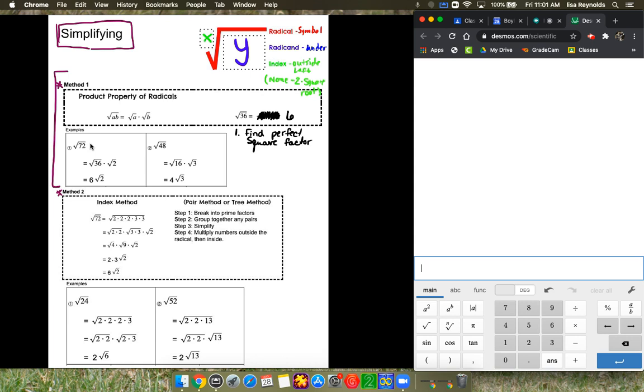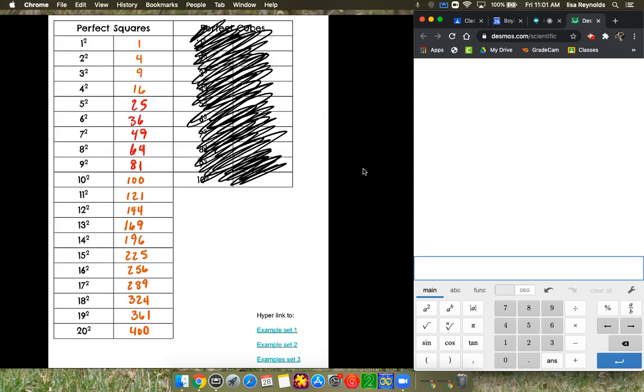So with a perfect square factor, we're going to use that perfect squares list. So my number is 72. So I go over to my perfect squares list, and I'm going to start at 64 and work my way up the list until I find the perfect square factor. So 72 divided by 64 is a decimal. So I go to the next one. 72 divided by 49 is a decimal.